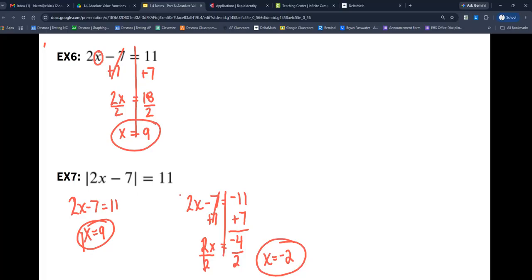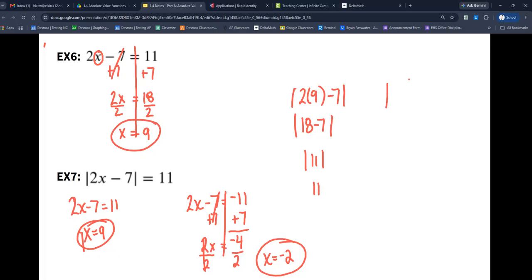Because if I think about plugging my answers back in to see if they work, like if I do the absolute value of 2 times 9 minus 7, right? That is going to give me 18 minus 7 inside those absolute value bars. That'll give me the absolute value of 11. That gives me 11. That works, right?